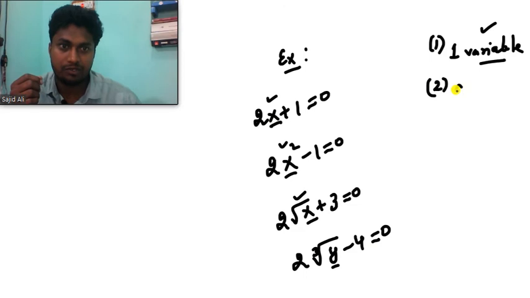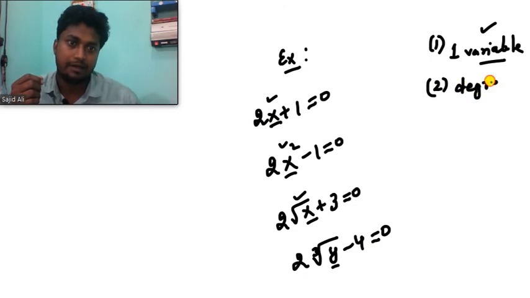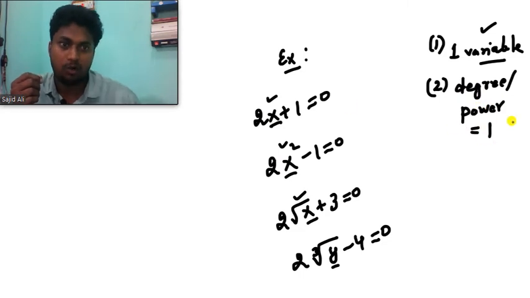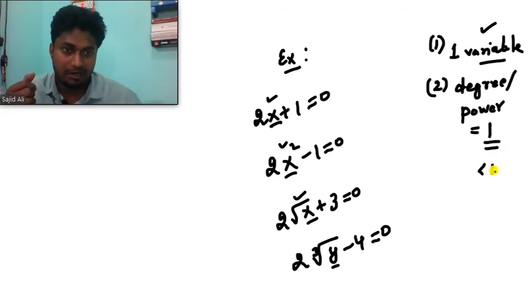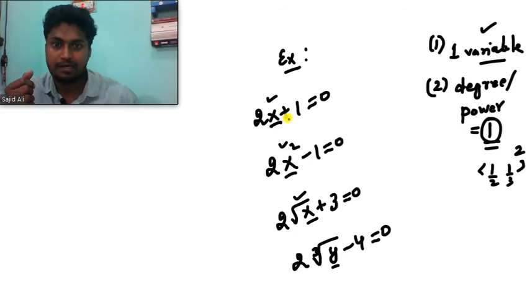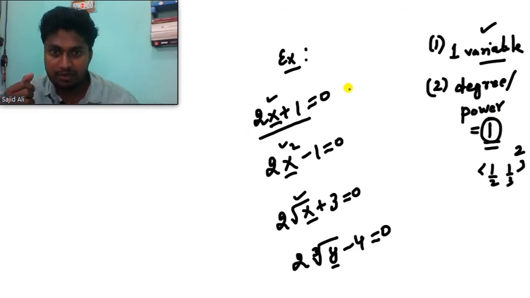Second, you have to check the degree, also called the exponent or power. Here the power must be equal to 1 in the whole equation. The highest power must be 1. It should not be less than 1, that is 1/2 or 1/3, or more than 1, that is 2 or 3. So let us check. Here it is 2x + 1, the highest power is 1. So we can call this a linear equation.